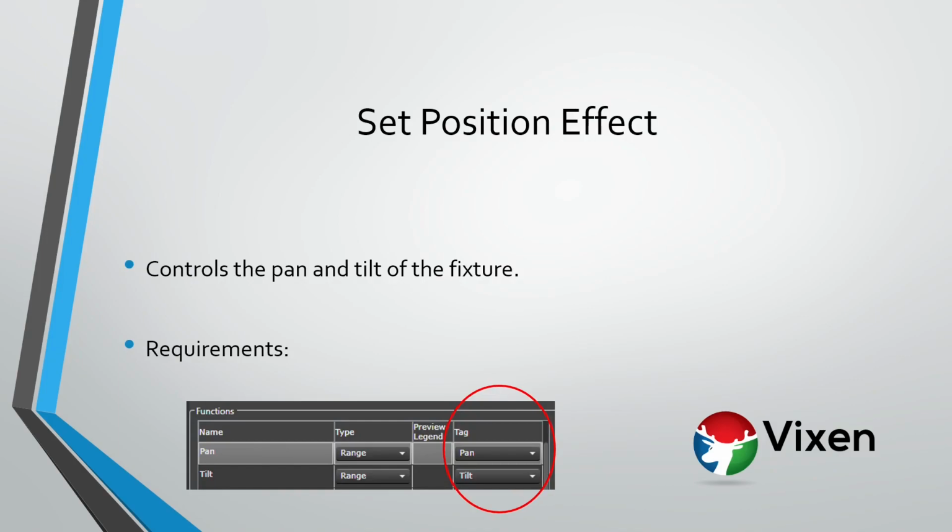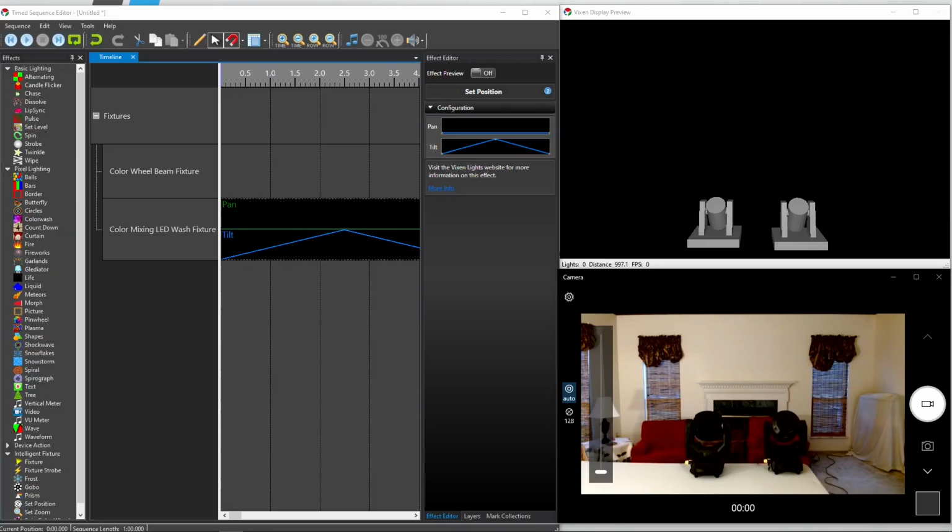The first effect we are going to look at is the set position effect. The set position effect controls the pan and the tilt of the fixture. This effect requires functions with the pan and tilt tag. I have added the set position effect to my color mixing LED wash fixture. You can see the effect settings.